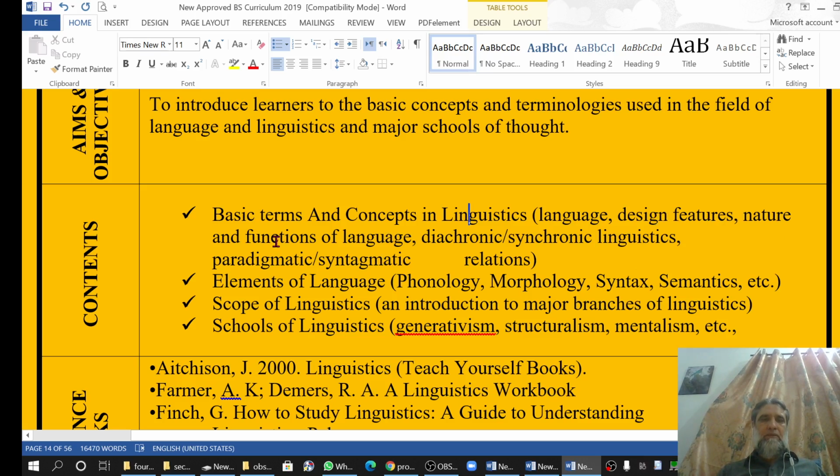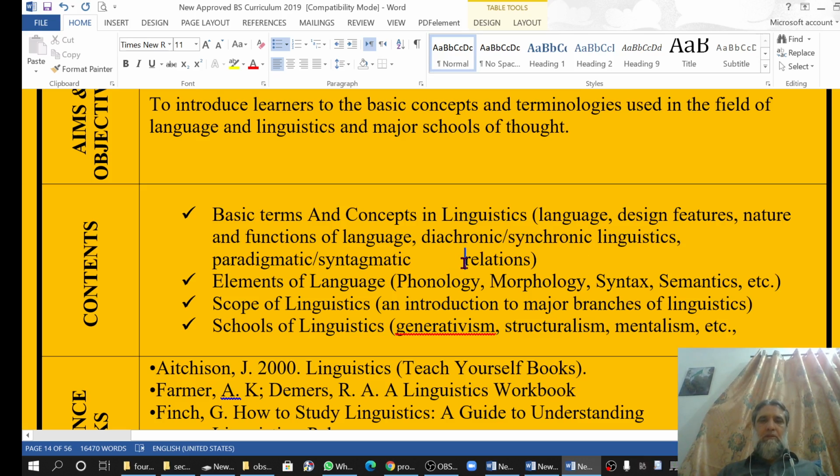What is the nature of language? How is it formed? What are its different parts? And what are the different functions which the language can perform? Later on, we will also study diachronic linguistics and synchronic linguistics. These are the 2 types of linguistics. We cannot go into the detail of these 2 now, but we will discuss them.